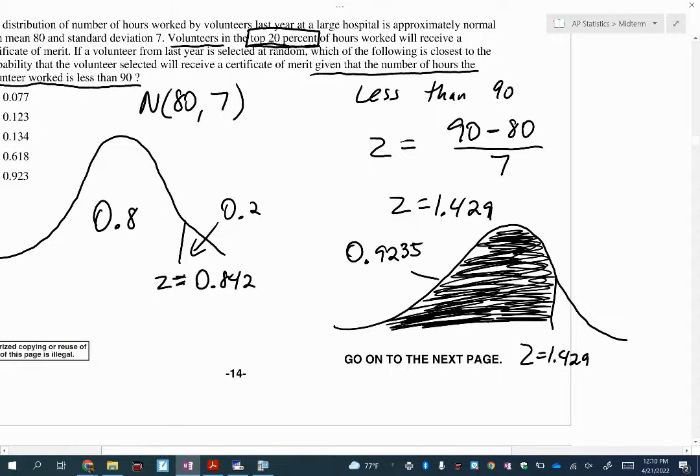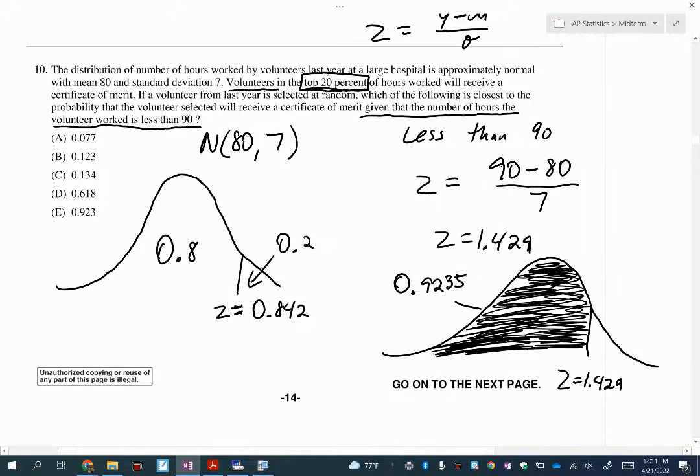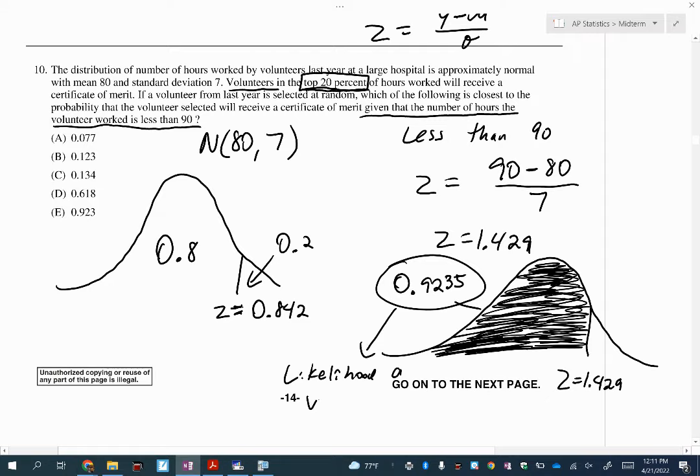Okay, now here's where it gets really confusing. I know it's already been confusing. Make sure you're listening. I'm not done yet. See the shaded area? That's the likelihood that someone is working less than 90 hours. So maybe I should write that down for you, Adrian P. This is the likelihood a volunteer worked less than 90 hours.